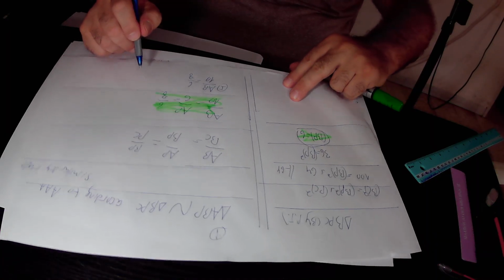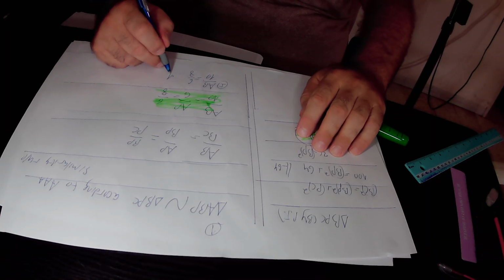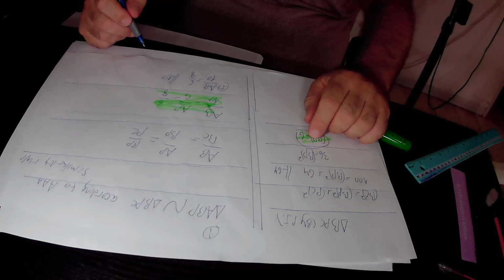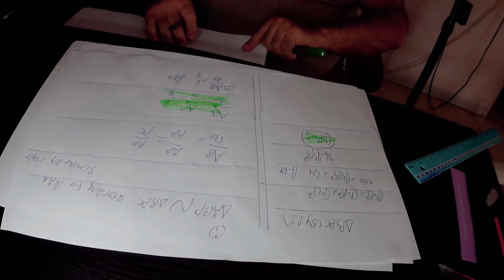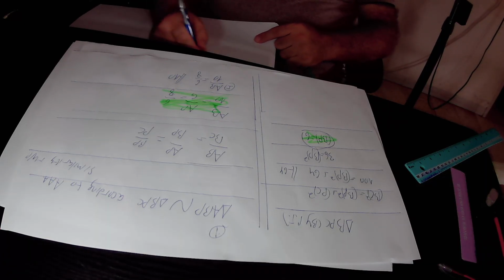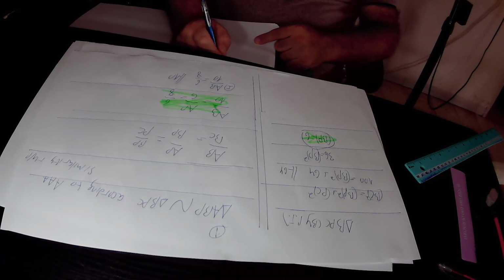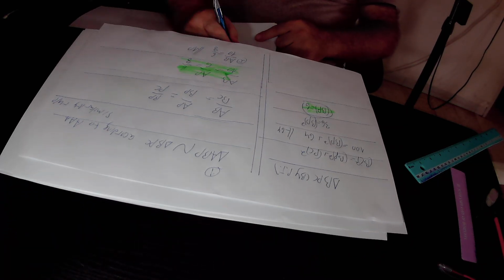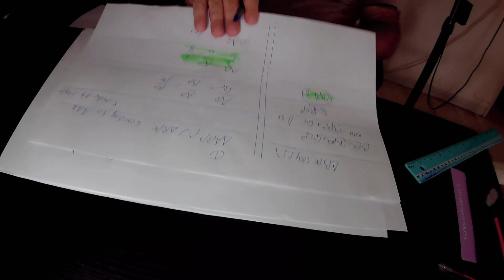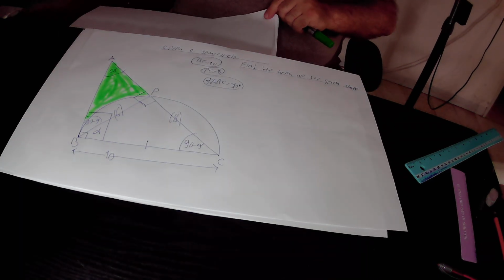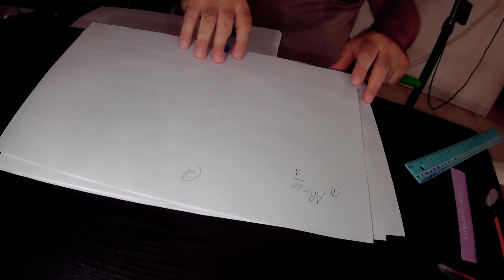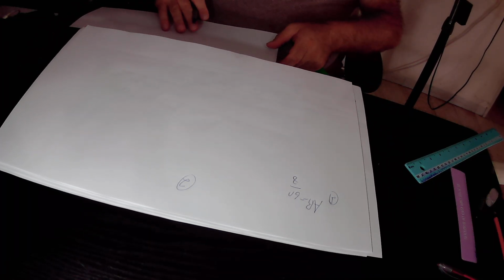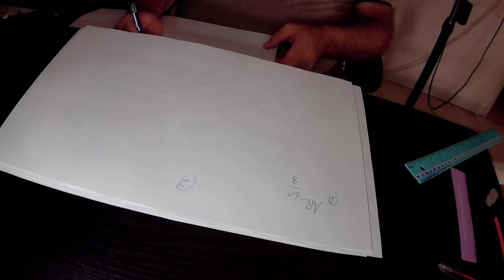Here we will multiply equation 1 by 10, and we get that AB equals 10 times 6 is 60 over 8. So according to equation 1, we found out that AB equals 60 over 8.